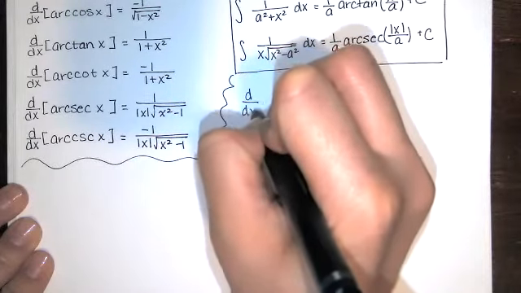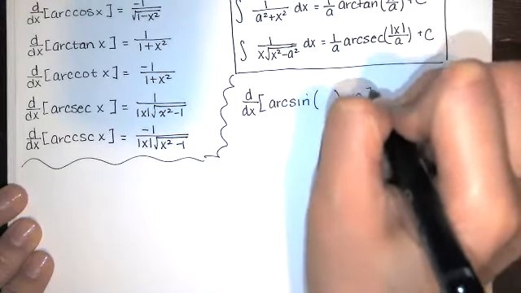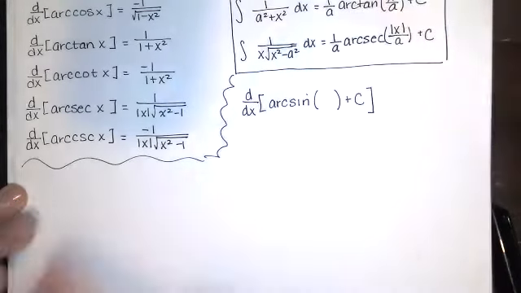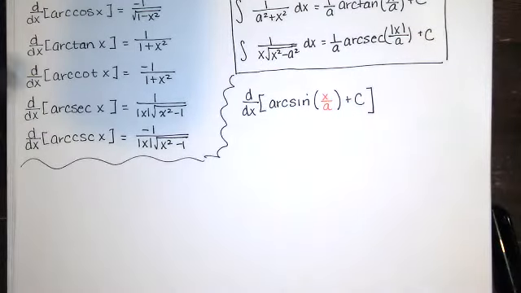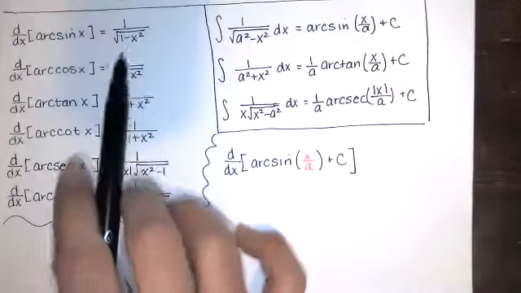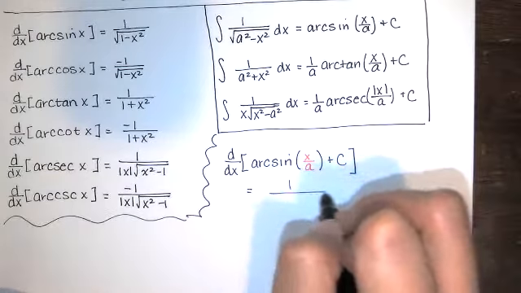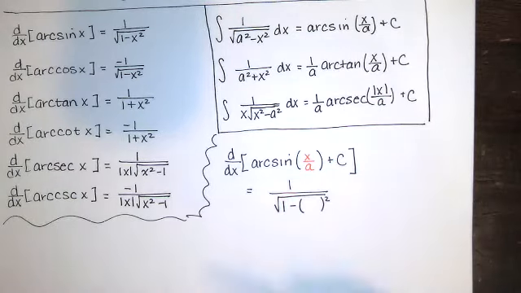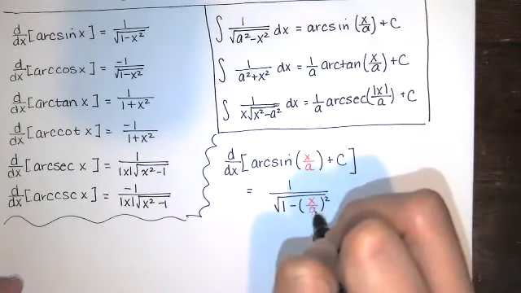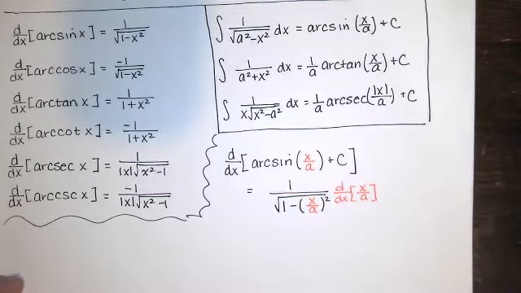So I'm taking the derivative with respect to x of arc sine of x over a plus c. Well, that requires the chain rule because I don't just have an x inside, I've got an x over a inside. According to our derivative rules for arc sine, the derivative of arc sine is 1 over the square root of 1 minus my inside function squared. So I replace x with x over a. And then I multiply by the derivative of the inside by the chain rule. And then the derivative of a constant c is just 0.